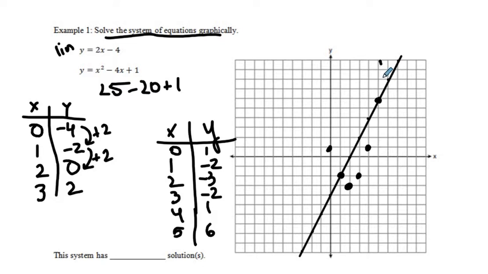Okay. So let's go ahead and connect these. I'm going to do my best to create a nice parabola. It looks terrible. A lot easier to do by hand than with the mouse. That's what our parabola is.